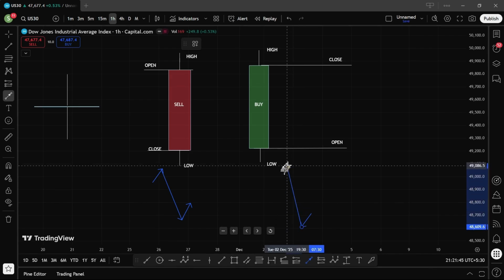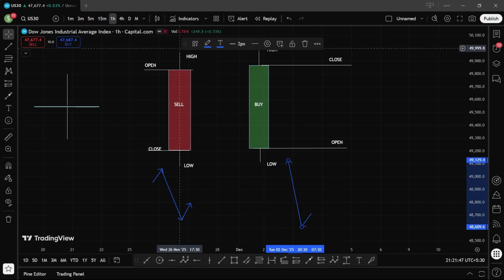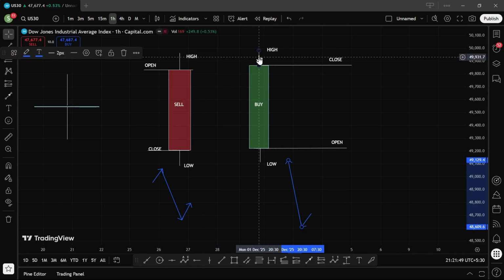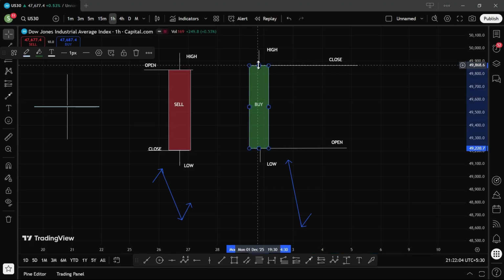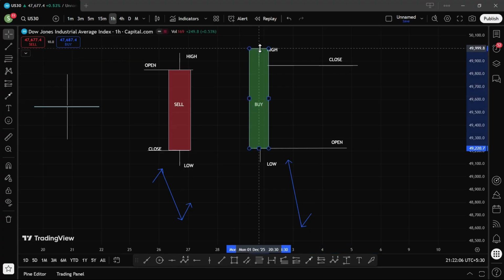Then it went up, made the high, which is this point. Then the candle closed below it. As you can see, the high was not respected. The candle went up there but came back. When the candle was forming, it was like this. It touched that point, then it went back down.